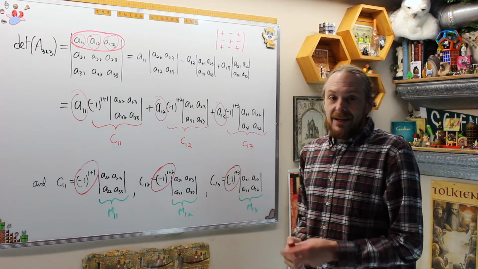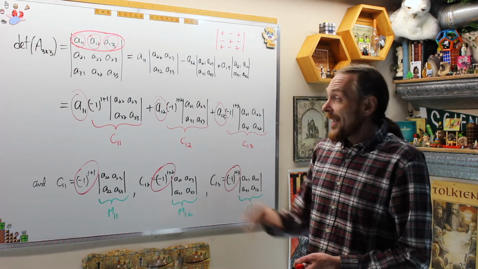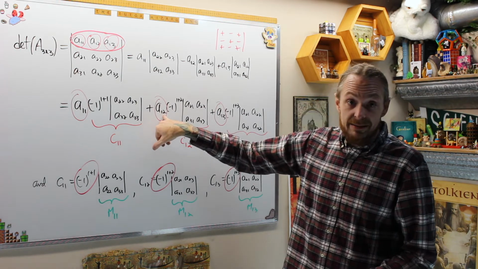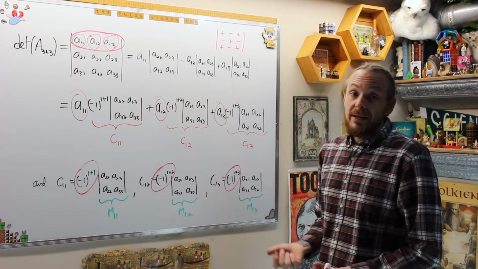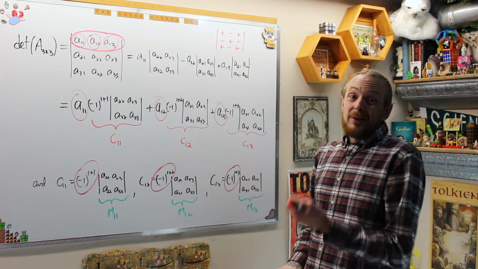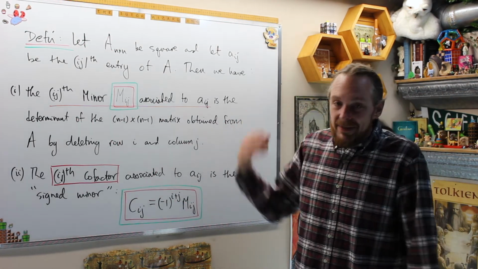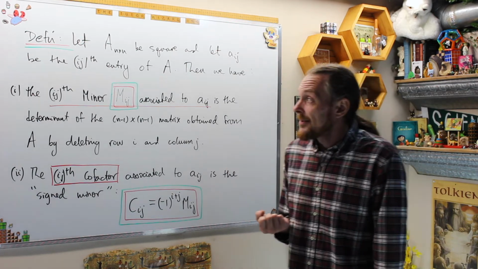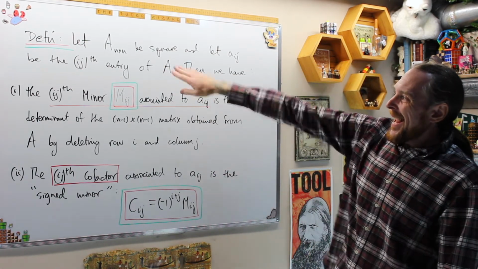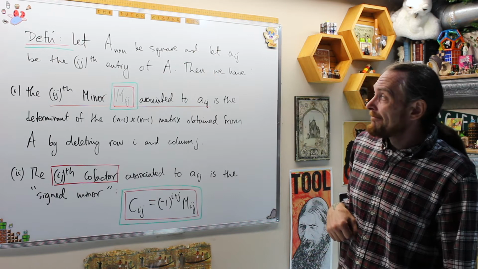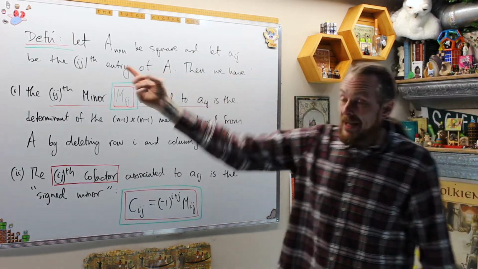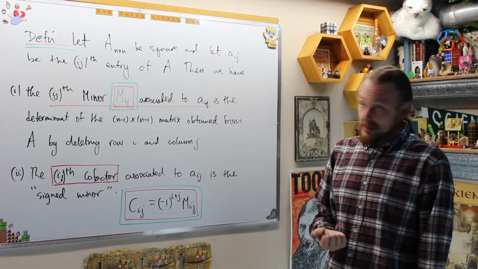Now let's give the definition of minors and cofactors of every entry in a matrix which is n by n, and then we will give the result of cofactor expansion to compute determinants. All right, now we can build the definition of what a minor and a cofactor is. Definition: let A be an n by n square matrix, and let Aij be the ijth entry of that matrix.